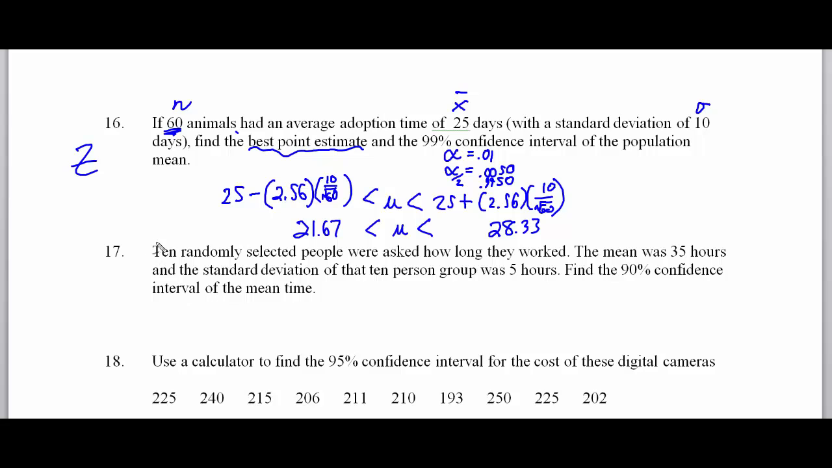Now, if we have 10 randomly selected people, so now our n is 10, so we're going to definitely use a t-test, and they were asked how long they worked. The average was 35 hours, so there's our x bar, and then the standard deviation of that 10-person group was 5 hours, so here's our lowercase s. Find the 90% confidence interval, so our alpha is 0.10, and what's nice about the t-tests is that we don't actually have to divide the alpha by 2.